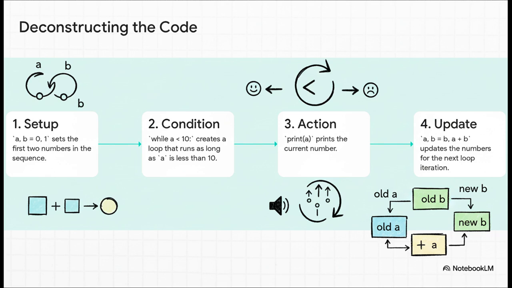Now the clever part, the update. That line, a, b = b, a + b, just means the new a becomes the old b, which was 1, and the new b becomes the old a plus the old b, which is 0 plus 1. So now, a is 1 and b is 1. We go back to the top of the loop and ask the question again. And we just keep doing that until a is no longer less than 10.